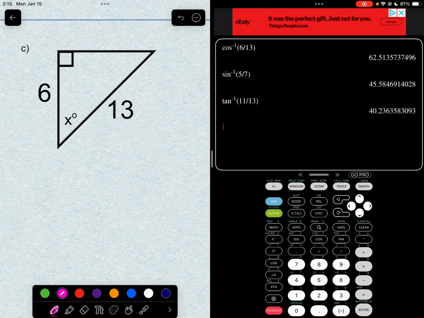So here we have the adjacent leg and the hypotenuse. So that is A and H. We're going to use cosine for this one. Cosine of x equals the adjacent leg over the hypotenuse.